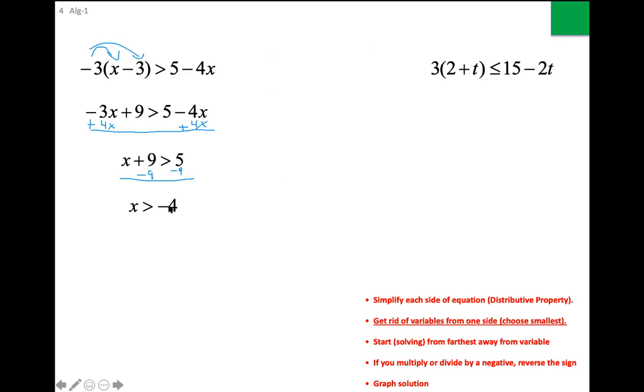Now, just because we got the answer negative doesn't mean we flip the inequality. We only flip it if we multiply or divide by a negative. Hey, we didn't do any of that. We can go right to graphing. So negative 4 in the middle with an open circle. x is bigger than negative 4, so shade right.